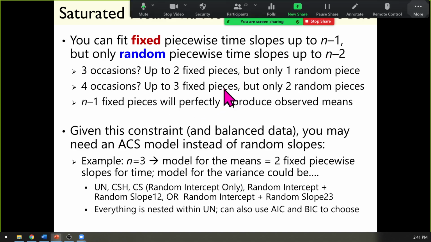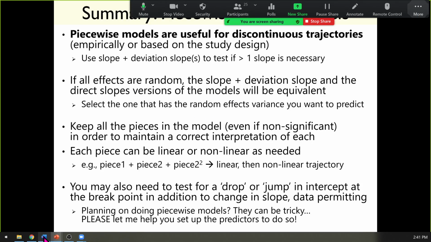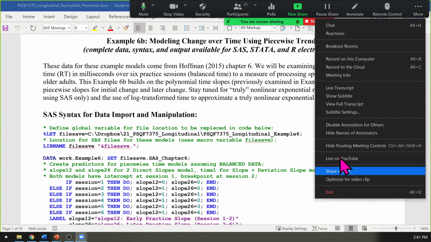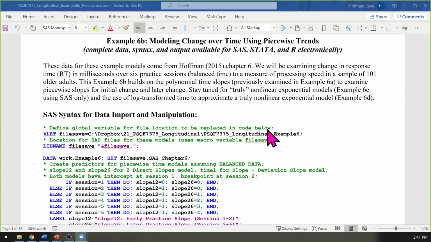Okay, so let's see it, shall we? I've got example 6b queued up here, and we can go through these models and see how they fit our data. All right, are you with me so far? It's not so bad, right? It's a coding scheme. You are finding ways to trick the program into giving you the information that you want.